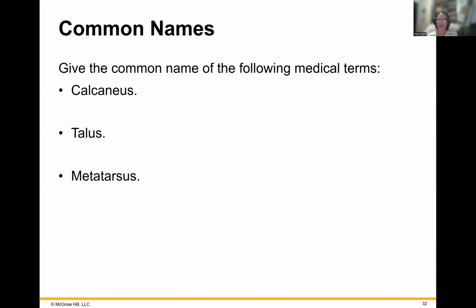All right, give the common name of the following medical terms. These have to do with bones of the foot. So our calcaneus is the heel bone. The talus is the ankle bone, and then the metatarsus is going to be foot bone.